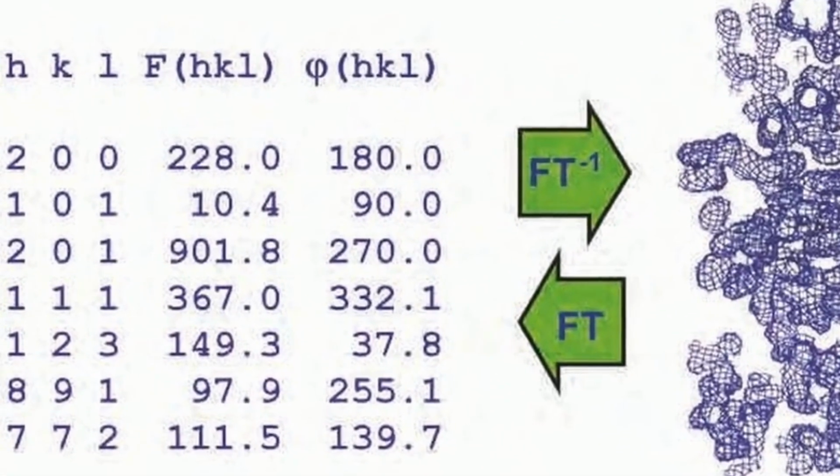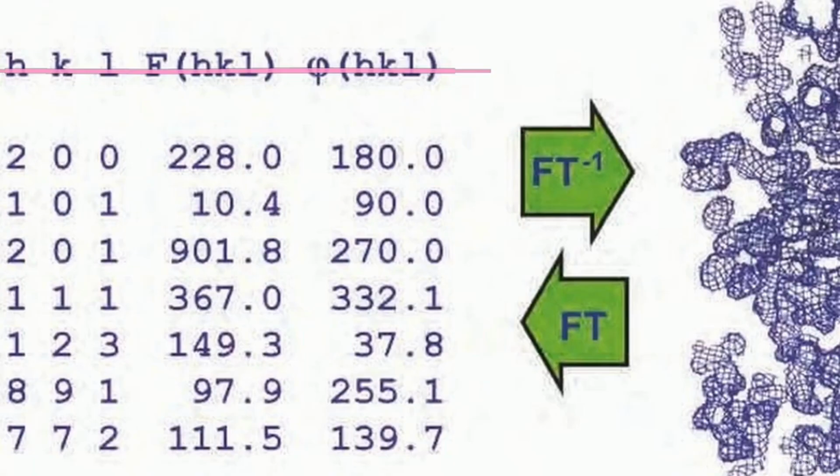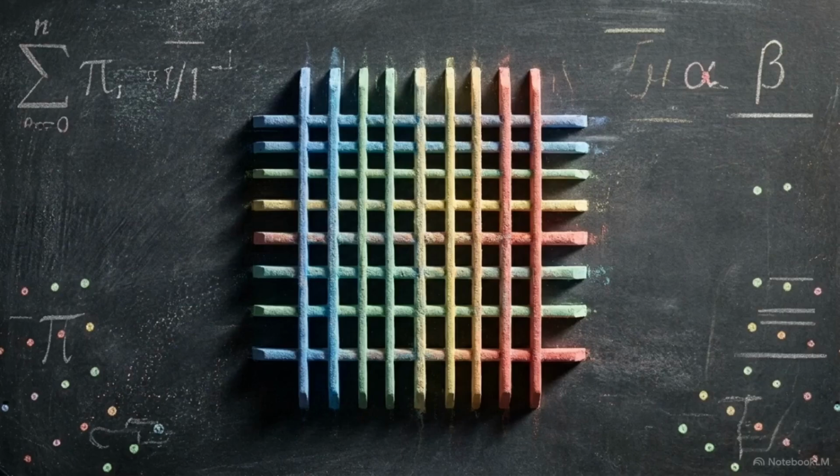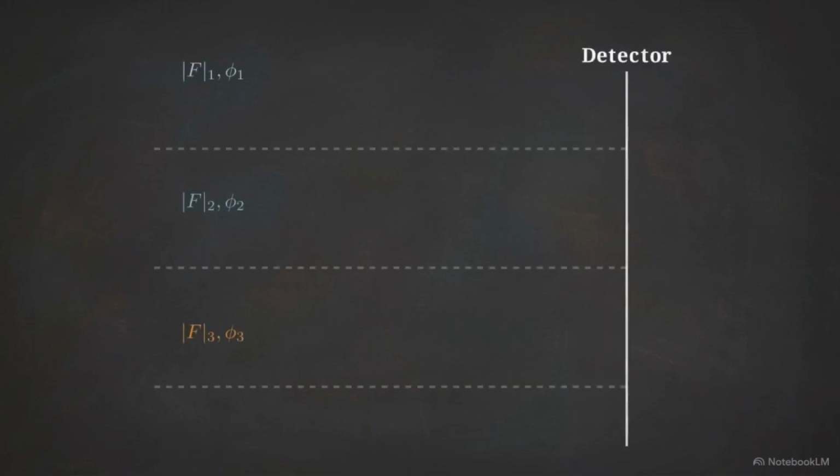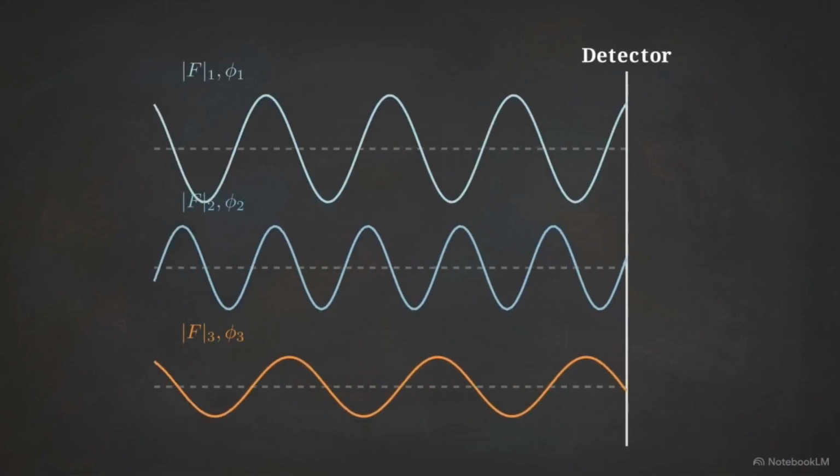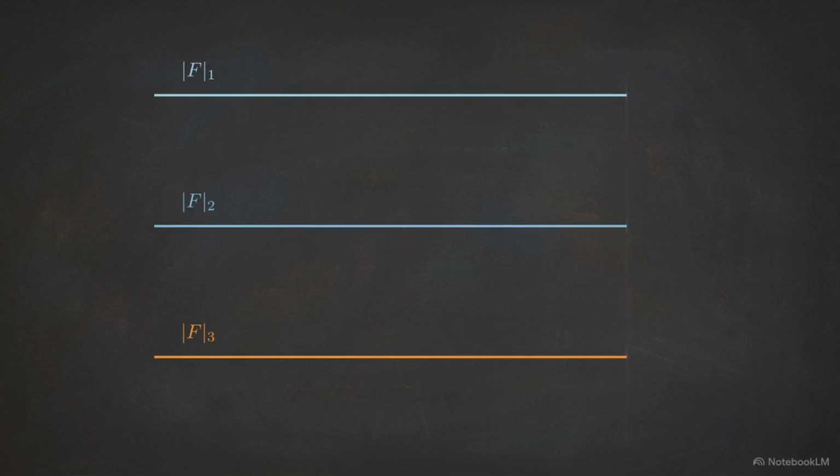To execute this math, every reciprocal index vector, HKL, requires two measured parameters, the structure factor amplitude and its corresponding phase angle. But a physical X-ray detector only measures intensity. It records the scalar amplitudes, but the physical detection of the scattered photons entirely destroys the phase information.